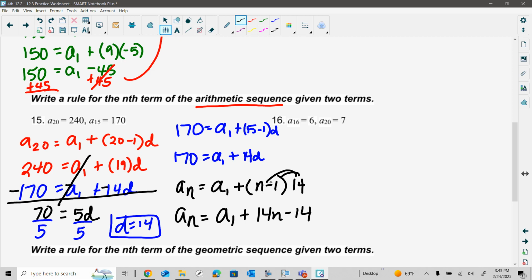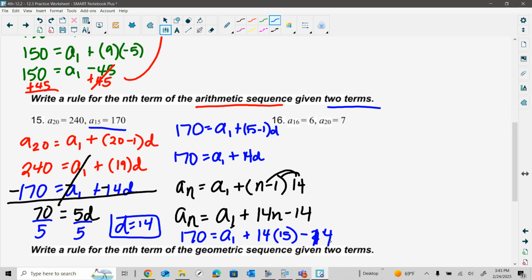And then I'm going to work backwards to get to that a sub 1, the first term. I guess we could do the next two terms after 20 and 15. But let me just finish what we're doing. So because I want to find this a sub 1, I'm going to use the fact that my a sub 15 was 170. So 170 equals a sub 1 plus 14 times 15 minus 14, sorry.